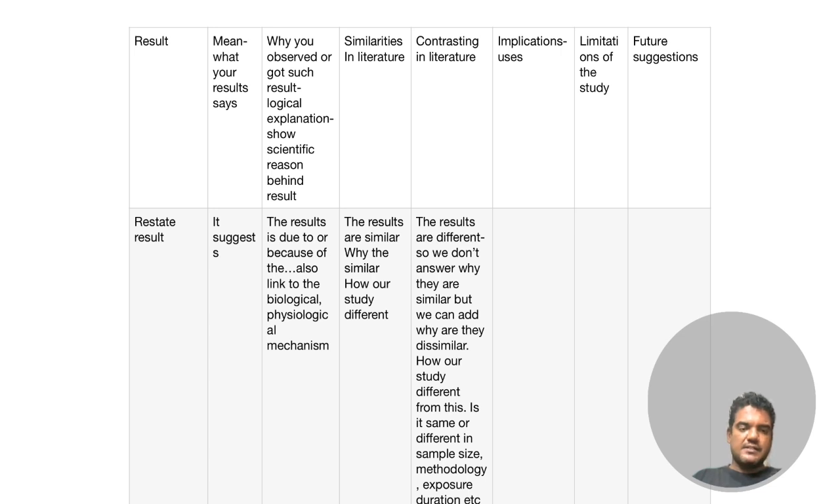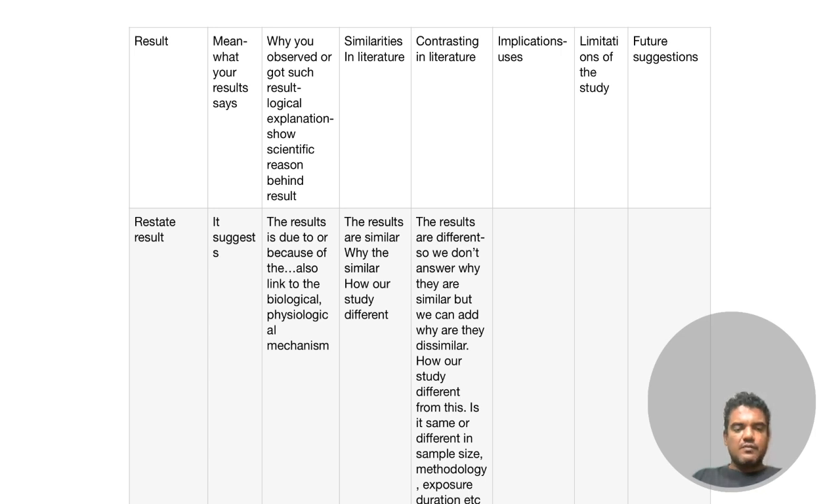Then we have to write the similarities in the literature, if there are any other studies that showed high SOD levels. Contrasting results, if there are any, we have to write too. Just giving citations is not enough, as I said. We even have to write why the results are the same and how our study is the same as them, or how our study is different from them. So such things we have to write.